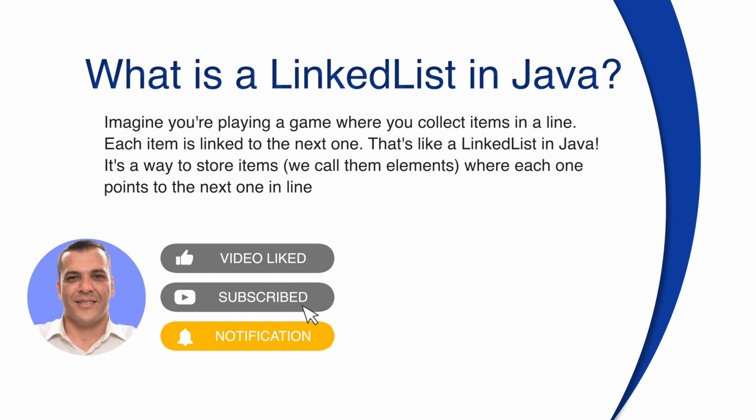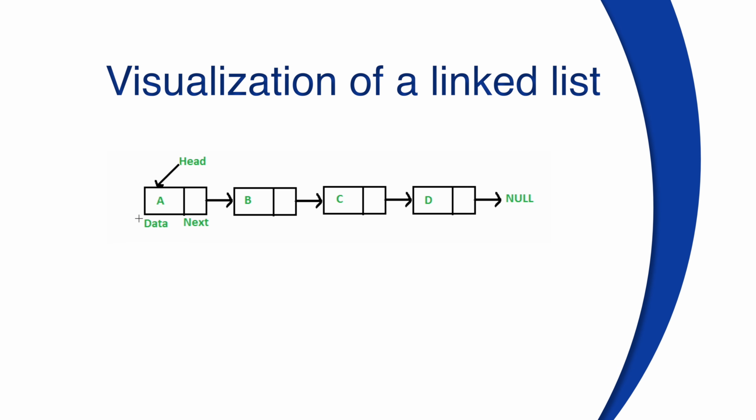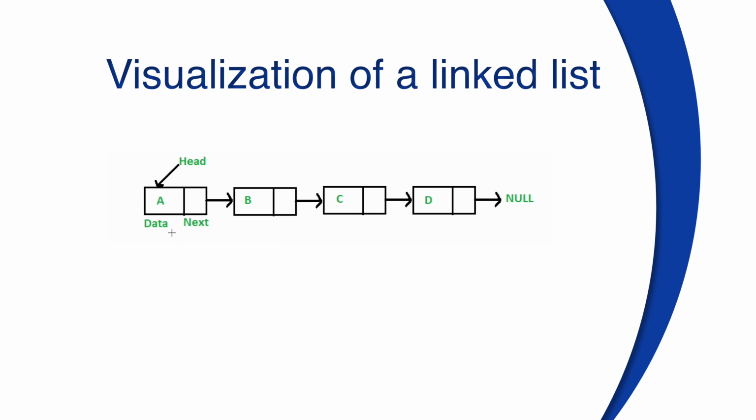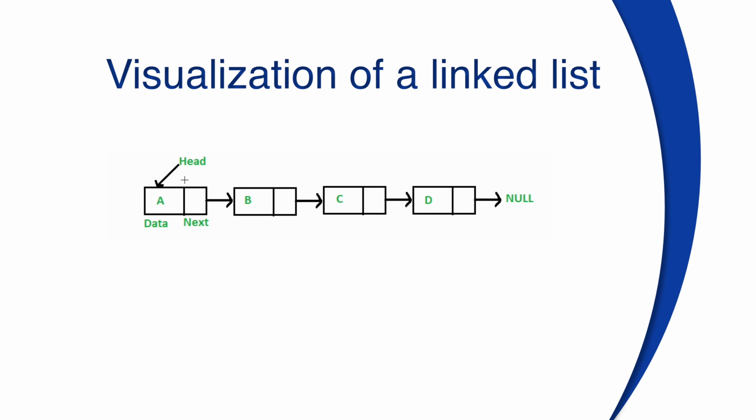It is a way to store items, we call them elements, where each one points to the next one in line. So here is a representation of a linked list. We have the node, and the node contains the data, which is the value, and the next, which points to the next node, and so on. The first one is called the head, and the last one is called the tail.